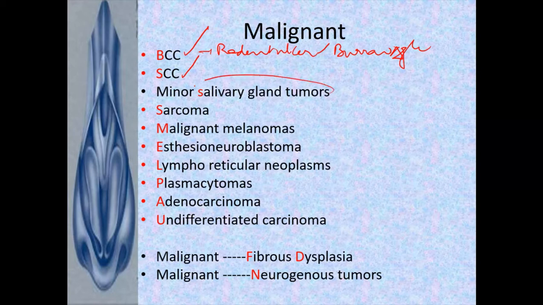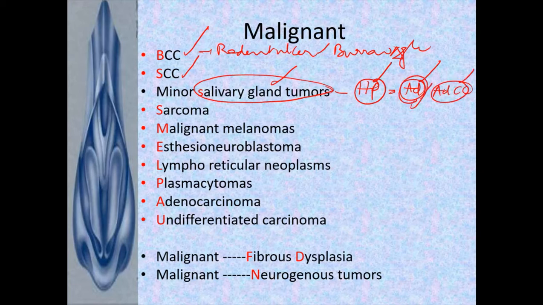Minor salivary gland tumors: minor salivary glands are present on the hard palate. They are more commonly adenocarcinomas, with a glandular pattern, or adenoid cystic carcinomas, which are very dangerous. Sarcomas, which are soft tissue tumors, and malignant melanomas of the face near the nose can also be there.